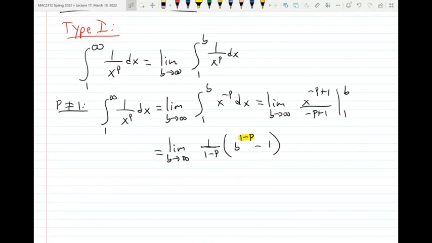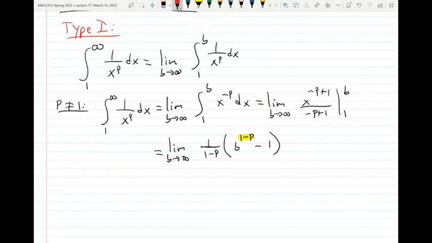Remember, the whole point is the sign of this guy. If this is positive, the b stays on top, and therefore you get infinity. So it diverges. When is this positive? When p is less than 1. If this is negative, then the b really goes to the bottom, so the infinity is in the bottom, so you're going to get 0, so it will converge. Okay. And that happens when p is bigger than 1.